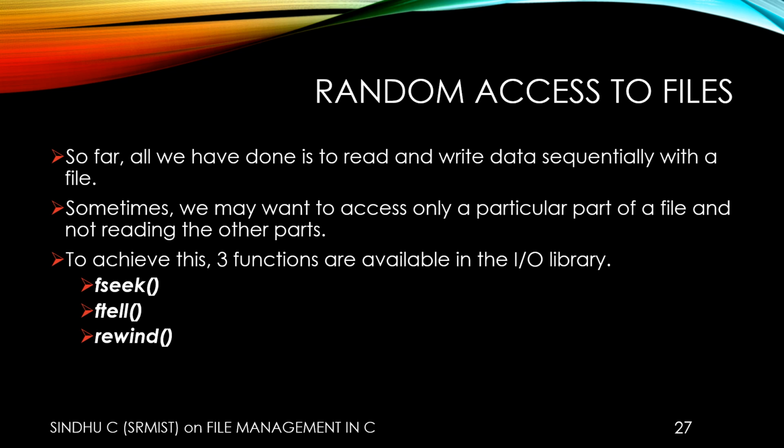Random access to files. So far all we have done is to read and write data sequentially within a file. Sometimes we may want to access only a particular part of a file and not read all the other parts. To achieve this, we have three functions which are available in the input-output libraries: fseek, ftell, and rewind.